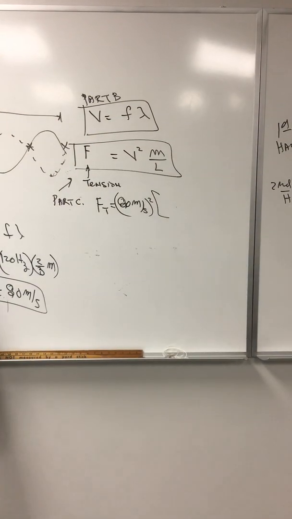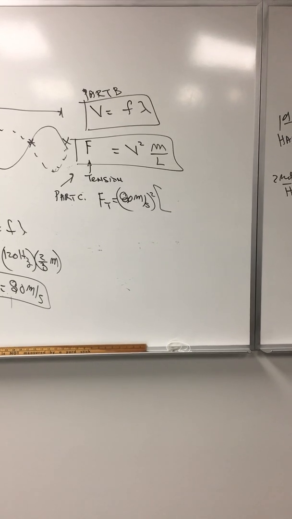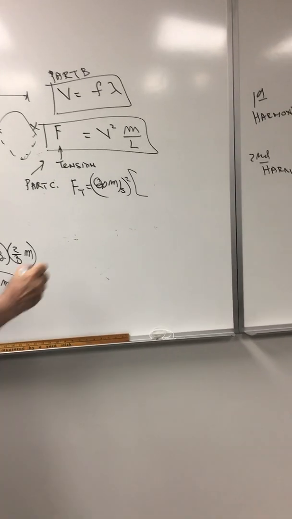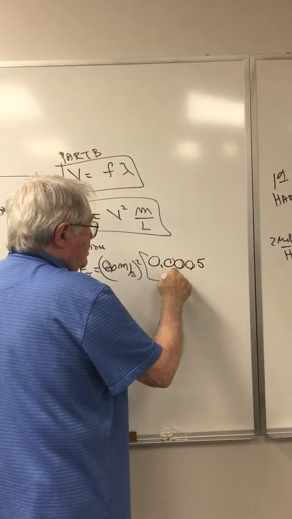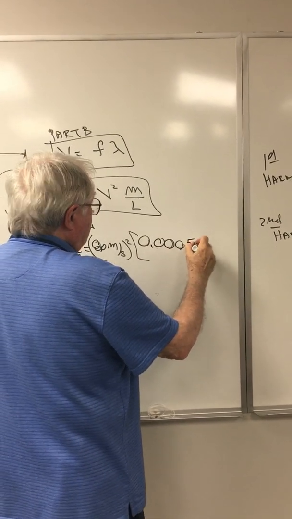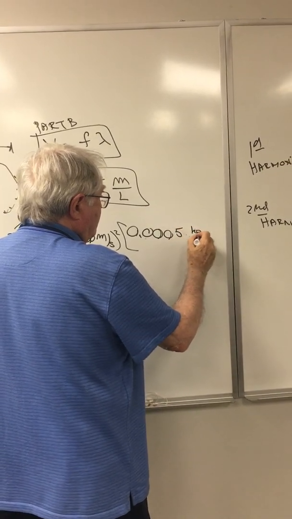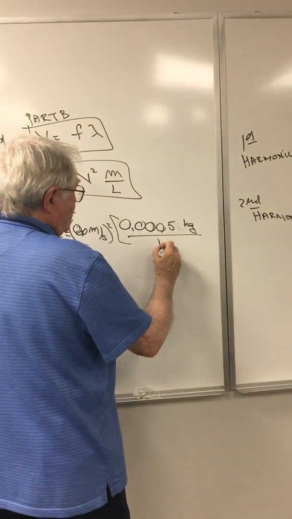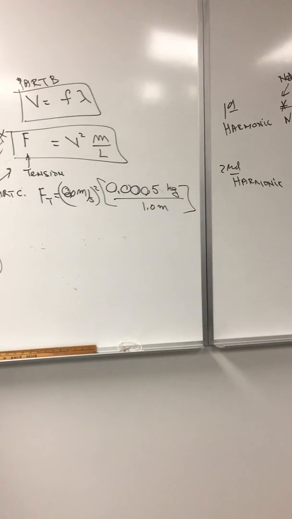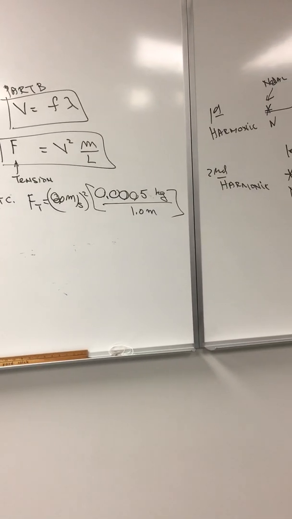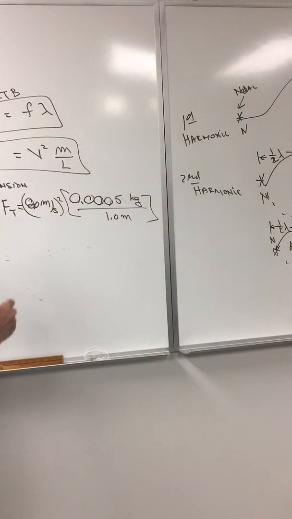And it says the mass of the string is 5 times 10 to the minus 4 kilograms. Well, most of you get confused when you see power of 10 notation, so I'm going to write it out this way. It's going to be 0.0005 kilograms. That's the mass. And the length of the string was 1 meter. And so we worked that out using our calculators, and we should get an answer of about 3.20 newtons.